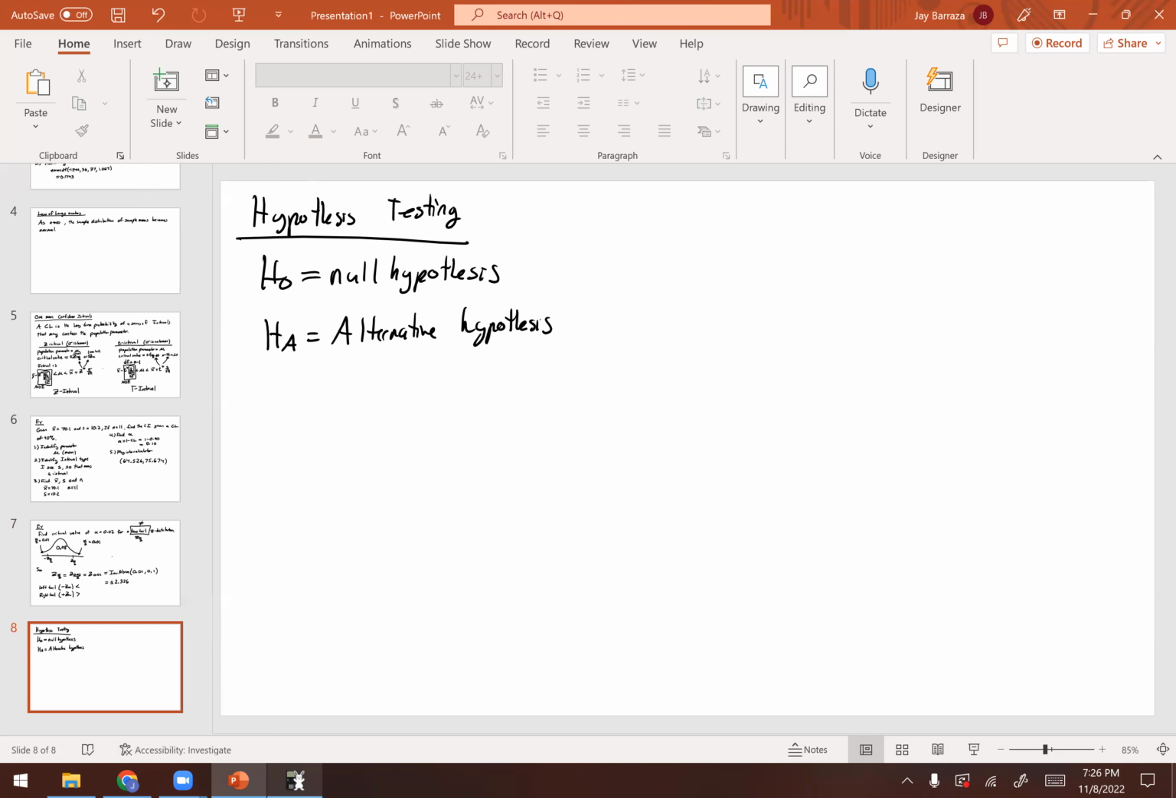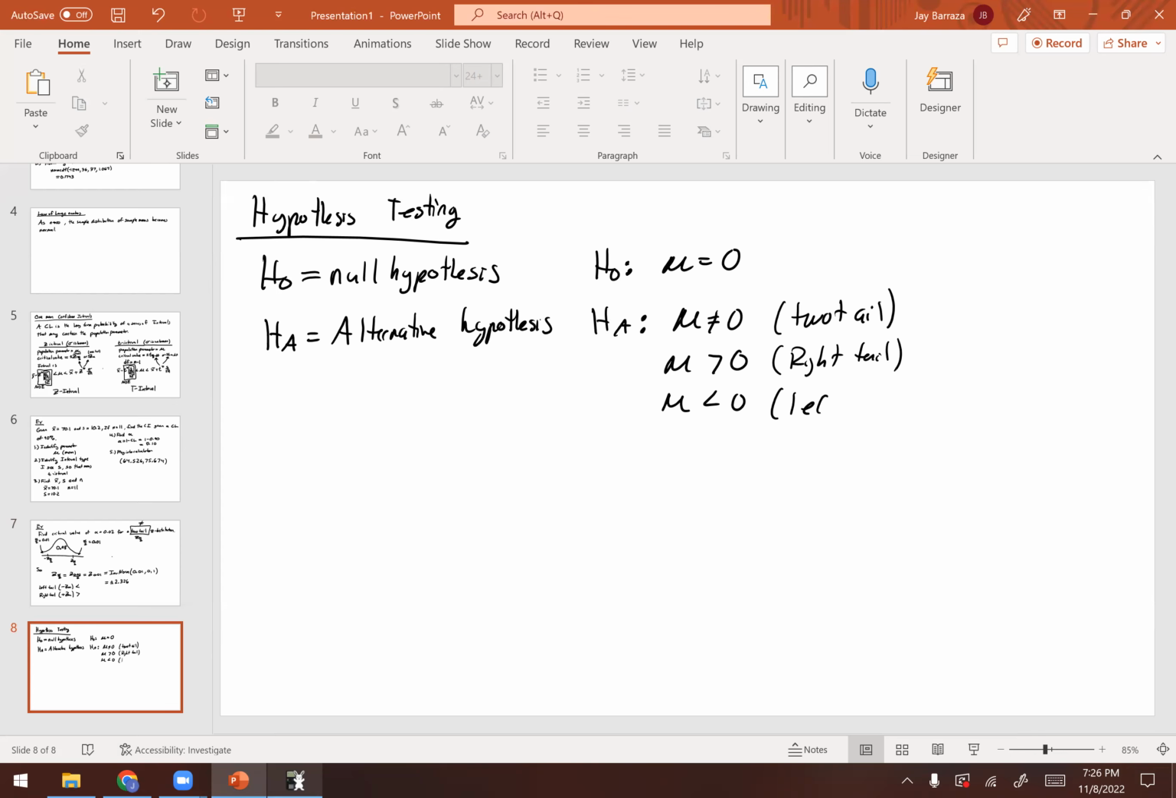All right. So H naught, just to give you an example, mu equals 0. The alternative: mu does not equal 0. Mu is greater than 0. Mu is less than 0. This is a two tail. This is a right tail. And this is a left tail. Okay. Now, the inequality doesn't matter if it has an equal sign, honestly, but I usually just do without one. Any questions on that? Or we're just going to do an example.